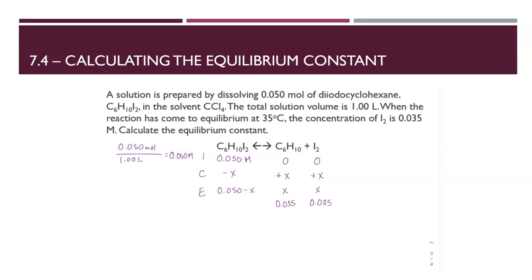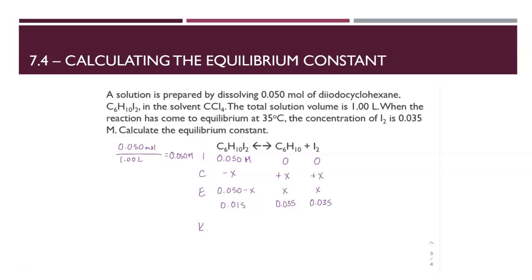So that also tells us our concentration of C6H10. And then if we plug that in for X, for our reactant concentration, we do 0.050 minus 0.035, and we get a concentration of 0.015 molar for our concentration at equilibrium of our reactant.